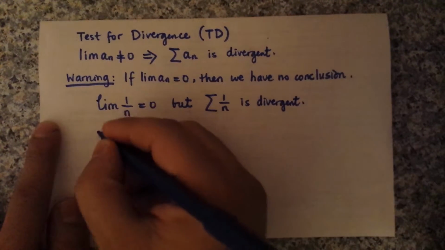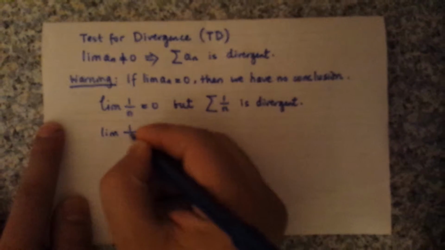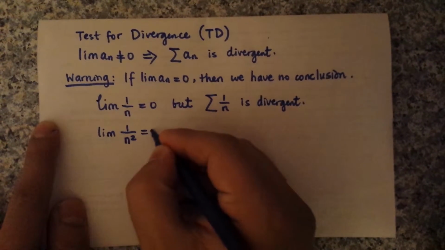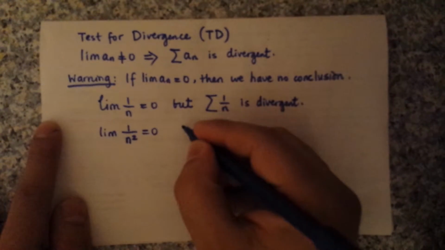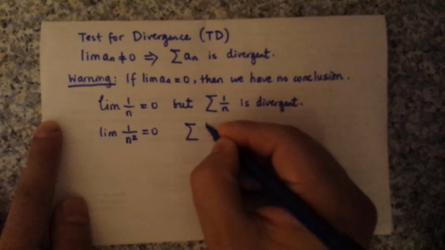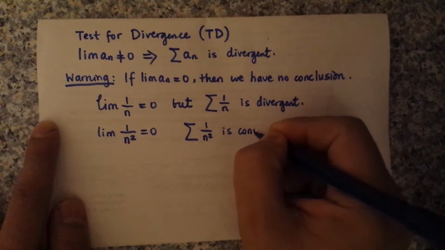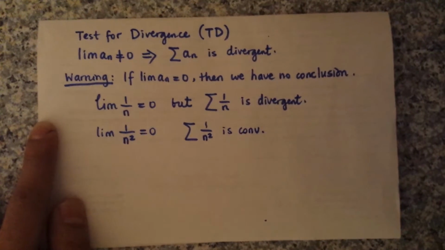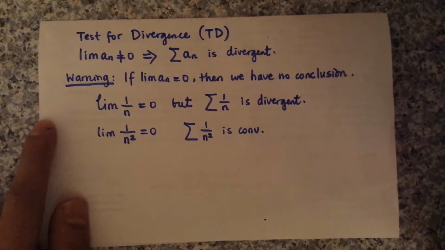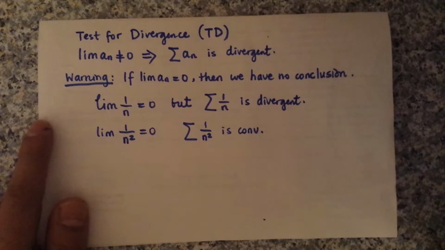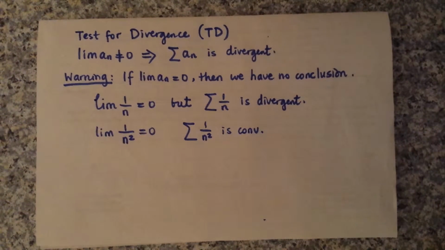Or for example, if you take the limit of 1 over n squared, this is again 0, and the sum of 1 over n squared is convergent. It's a p-series with p equals 2, so you see it's convergent. So we have no conclusion. It might be divergent or convergent. You have to apply some other test or method. So let's solve some examples related to the test for divergence.